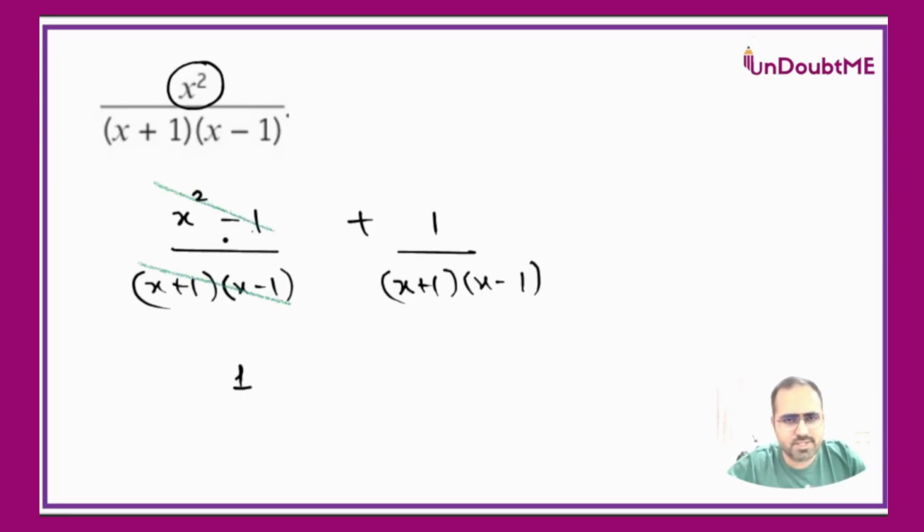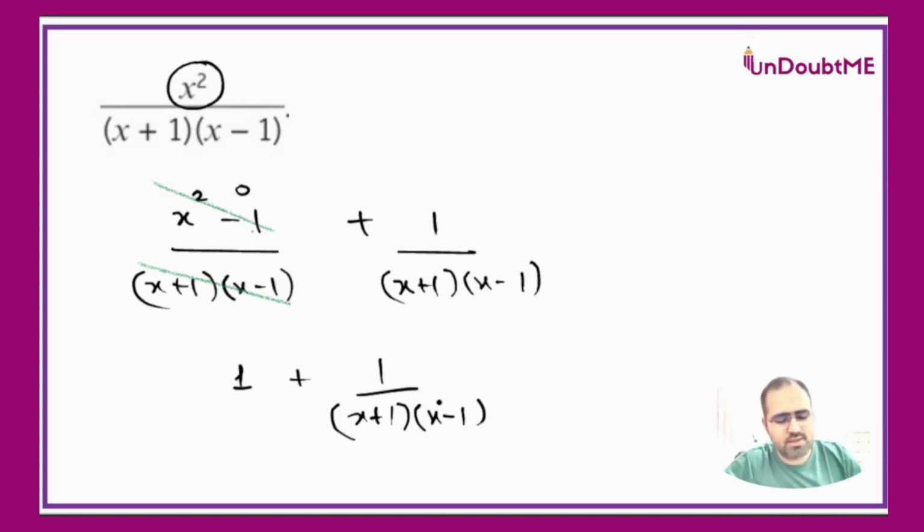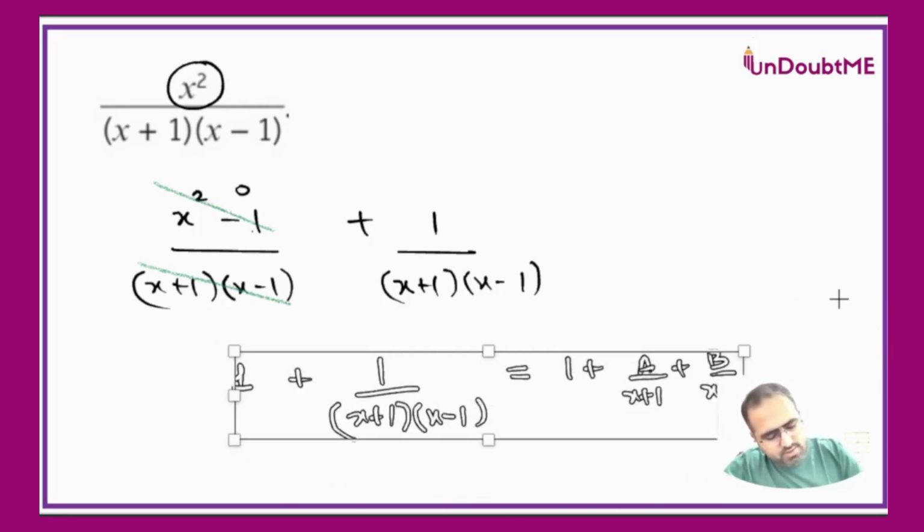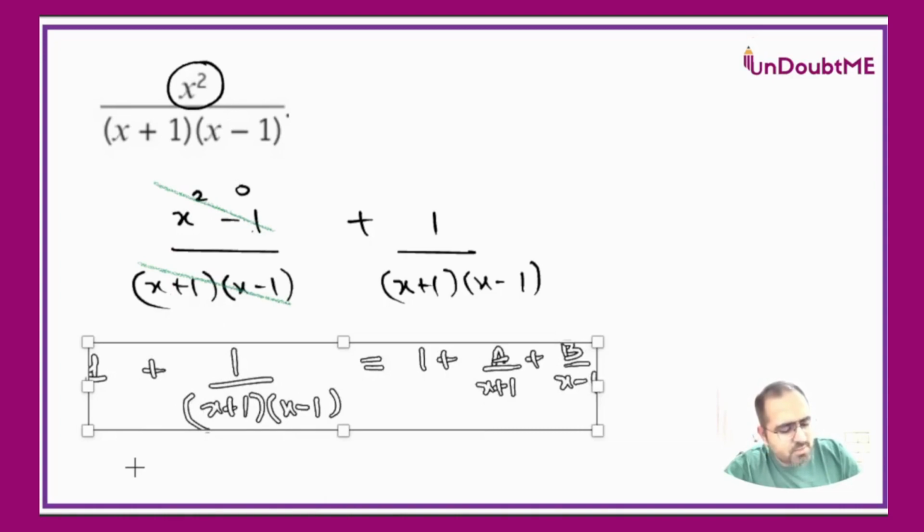Writing 0 over here is a mistake. Many students do that. They cancel the term and then write 0. It will be 1. So it will be 1 plus 1 over x plus 1, x minus 1. We may not even do partial fractions for them right now because it's quite doable. But this is how we have to first change and then do the partial fractions. So I can just write that this will be equal to 1 plus some a over x plus 1 plus some b over x minus 1. So this is how we have to deal with questions based on improper fractions.